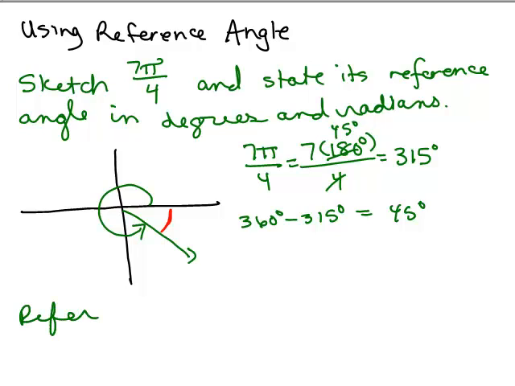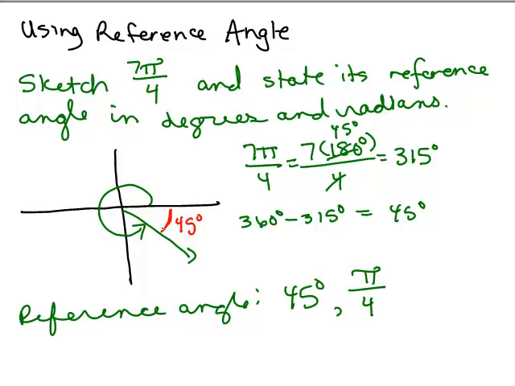So 360 minus 315 is 45 degrees. So the reference angle in degrees is 45 degrees. In other words, this is 45 degrees. And if you change that to radians, that's pi over 4. And some people could see, well, if this is 7 pi over 4, one more pi over 4 gets you back to 0 or to 360. So that's an example of sketching an angle and then stating its reference angle.